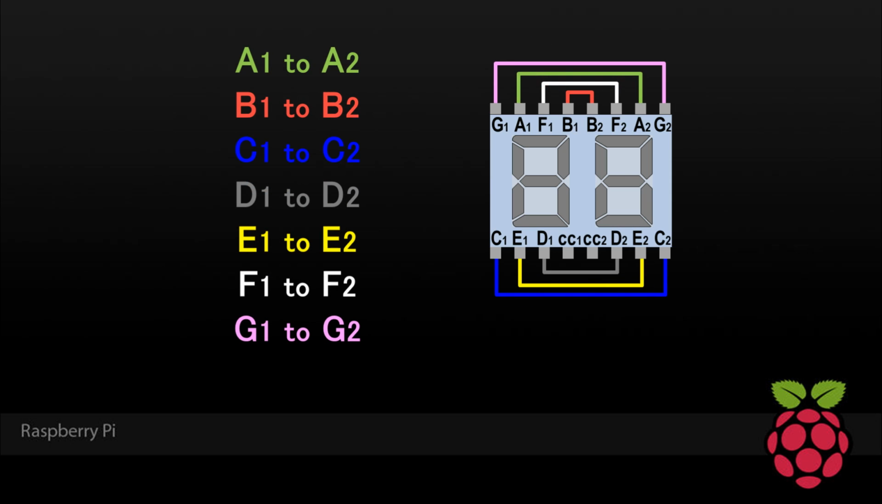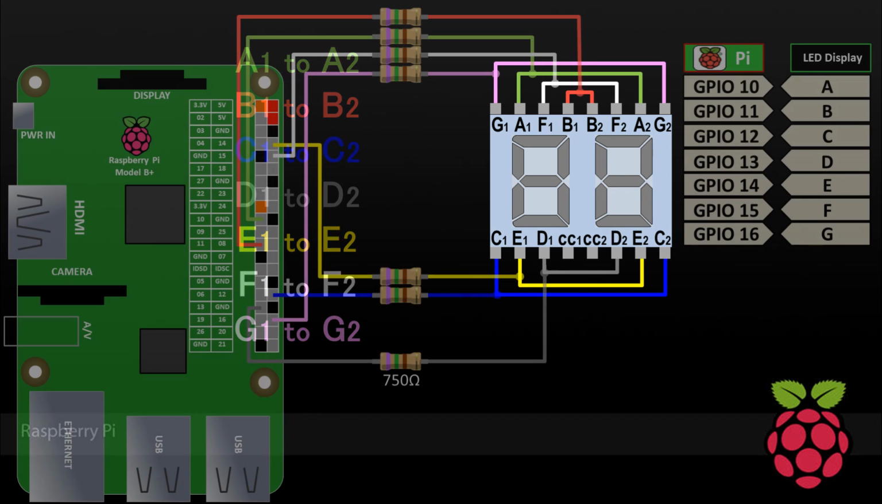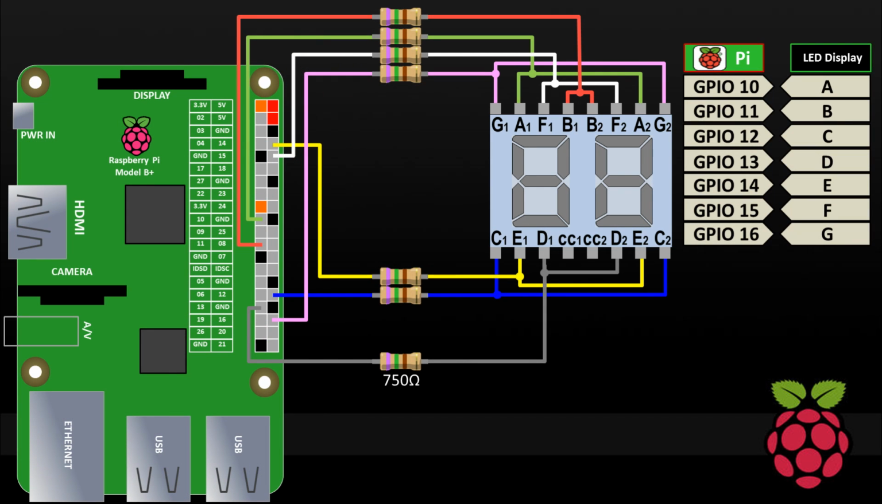First, I'll connect the corresponding lettered segments from the two digits together, A1 to A2, B1 to B2, etc. This is because each same letter segment will connect to a single GPIO pin. Then the common cathode pins will be used to alternate power to the individual digits. GPIO 10 through 16 are connected to segments A through G respectively. Using consecutively numbered pins will make the Python programming easier.